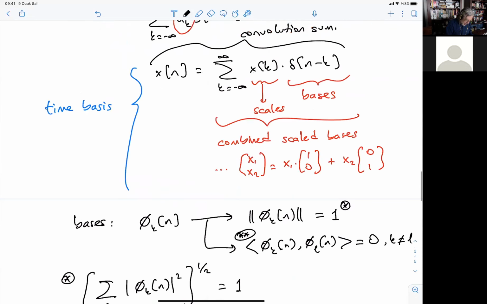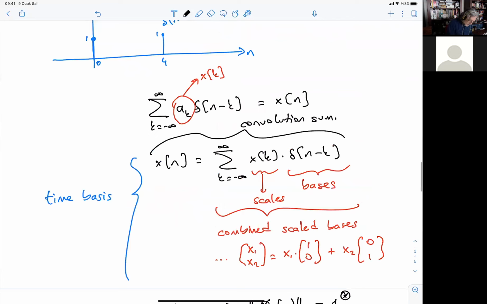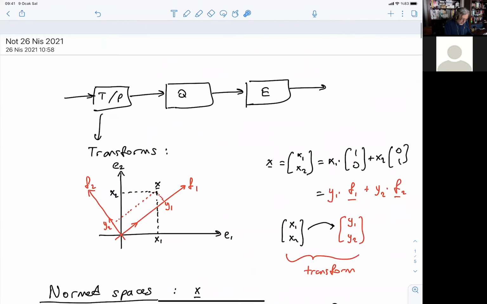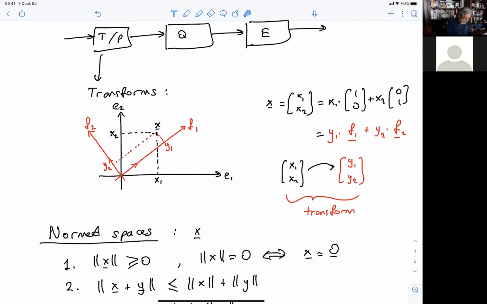Let me go back a little bit. I said before that these a_k's, from the convolution sum from signals and systems, we know that these a_k's are essentially equal to x[k]. But I didn't show you the systematic way of obtaining these a_k's using linear algebra concepts. For that, I will scroll up a little bit and show you something, to the first example.